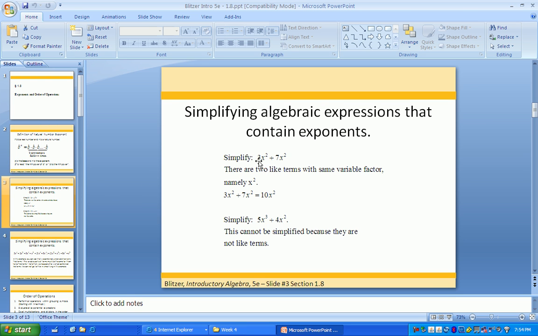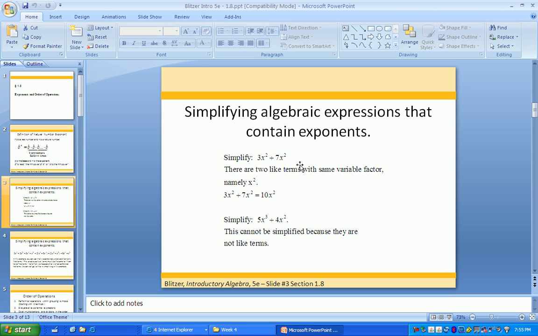So here we have a term, 3x squared. Anytime we see a 2 we call it squared. When we see a 3 we say cubed. When we see a 4 we say to the 4th. You can also say to the 2nd or to the 3rd, but it's kind of optional. So here we have 3x squared plus 7x squared.